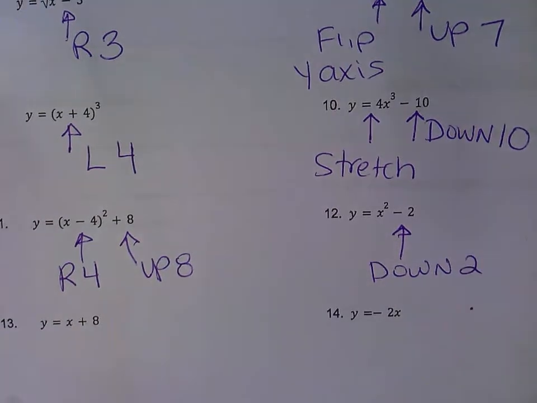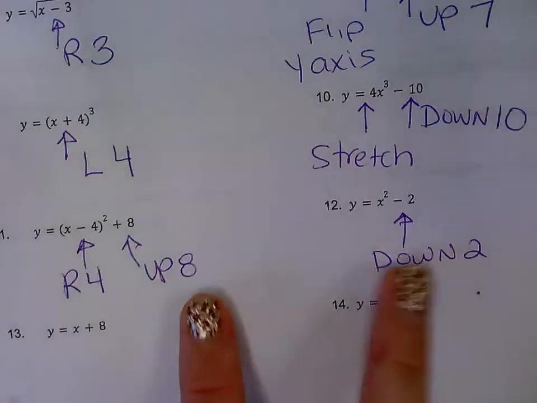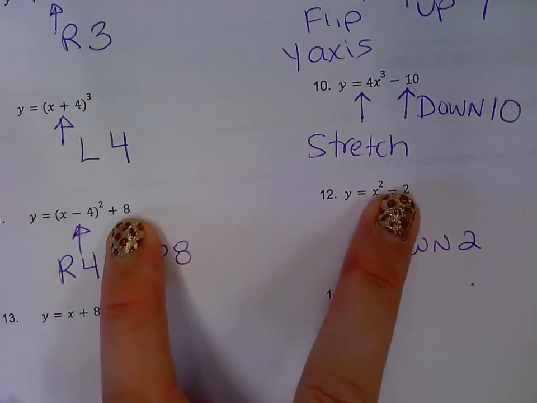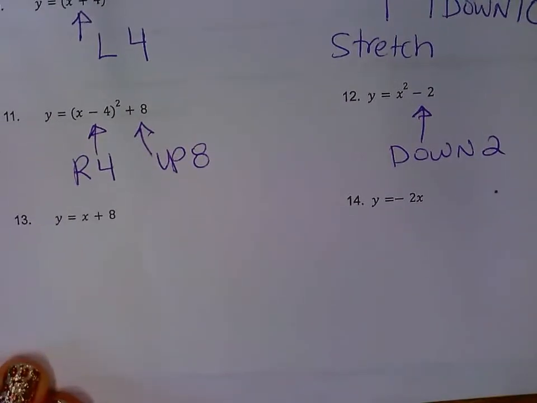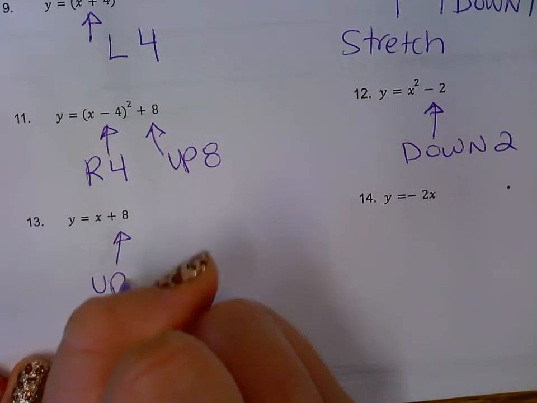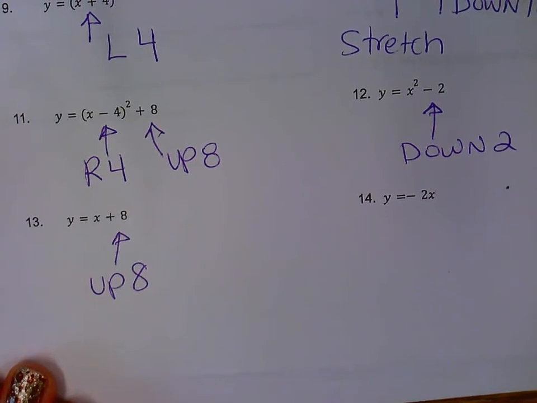So your brain hopefully is starting to recognize no matter what function I'm looking at, this number tells me if I'm going up or down, whether it's a quadratic, a cubic, a square root function. Let's see, this would just shift me up 8, and that's linear, right? My y-intercept shifts up 8.